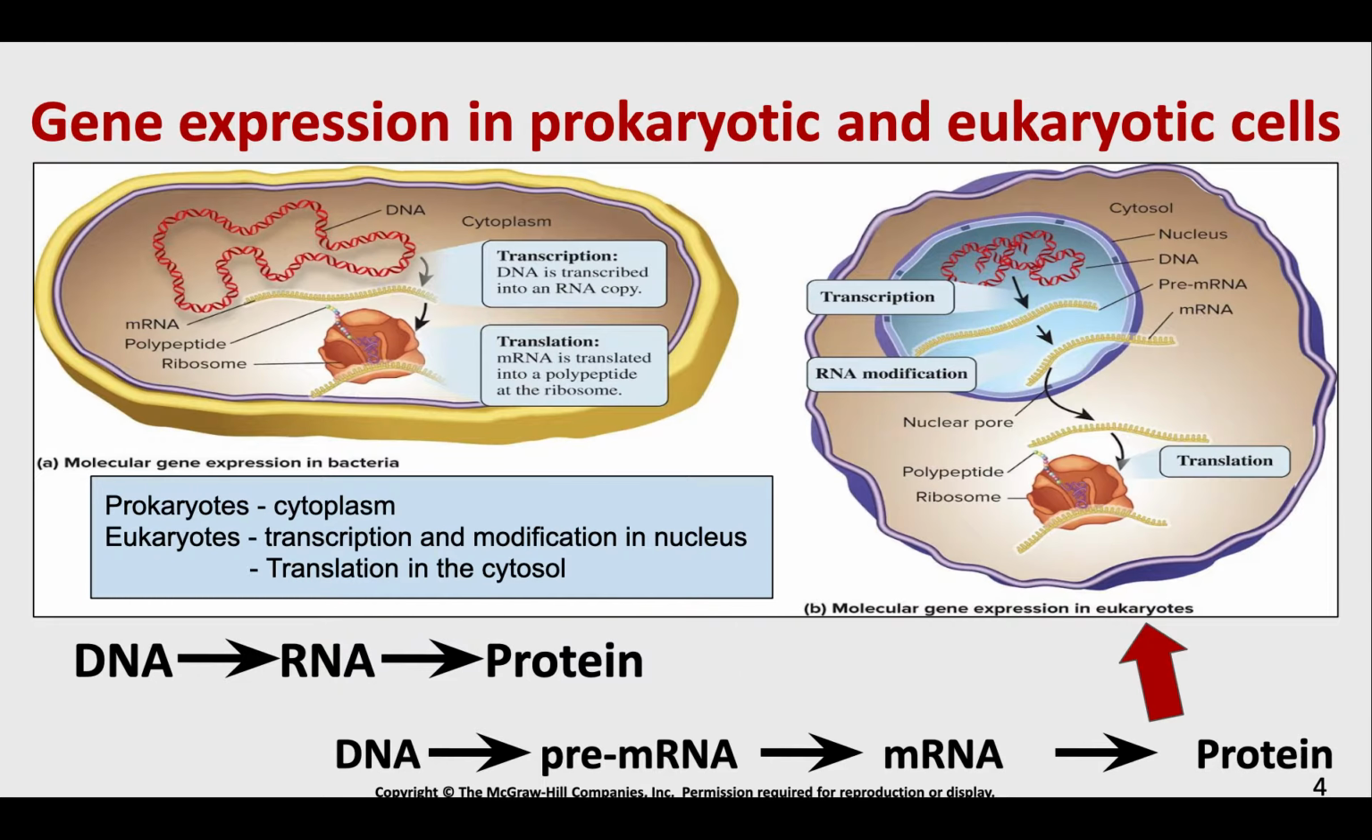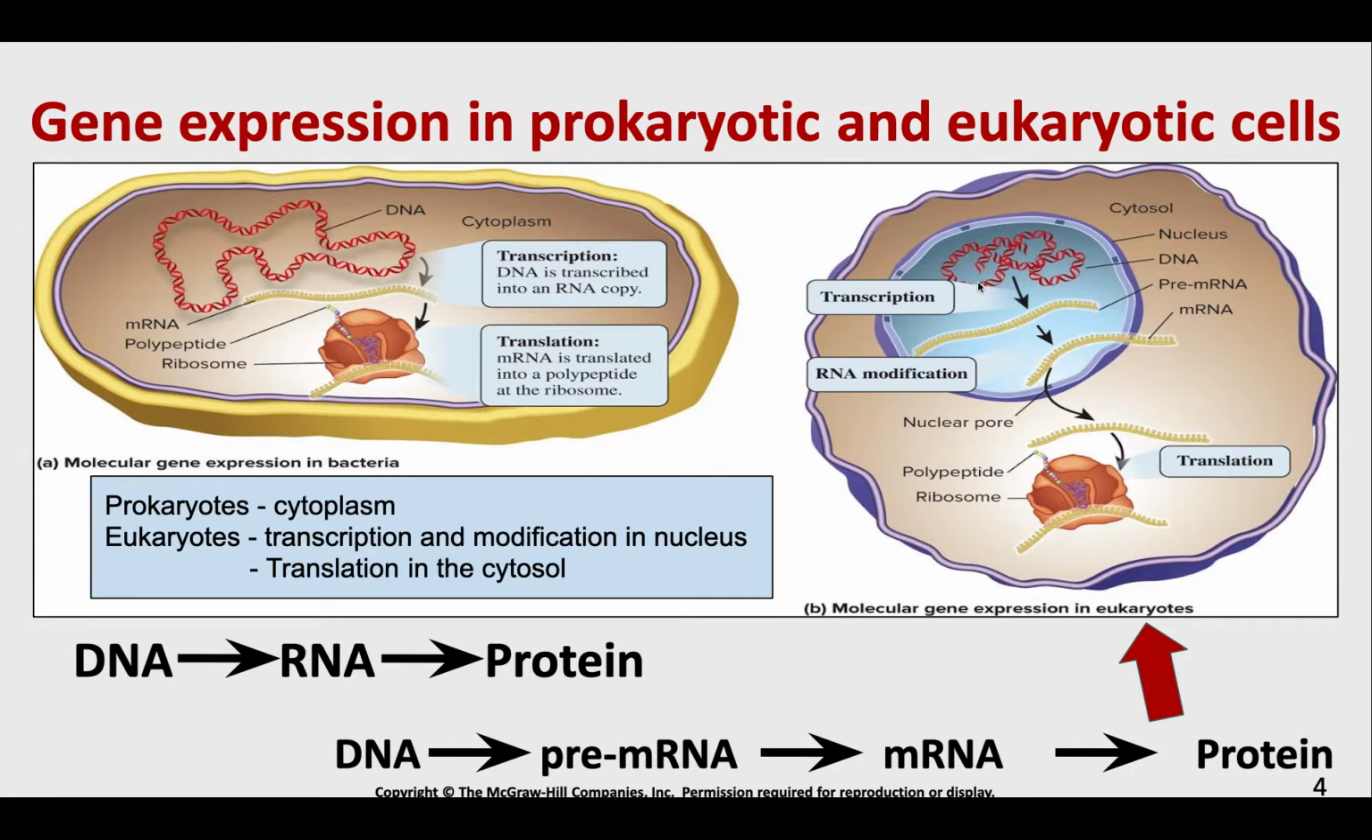Now, there are some differences between prokaryotic and eukaryotic cells in how they carry out the central dogma. If we look at a prokaryotic cell, our bacteria cell here, we see transcription and translation both happen in the cytoplasm, whereas in eukaryotes, we have half of it happening in the nucleus, the other half happening in the cytosol. So in bacteria cells: transcription, translation, cytoplasm.